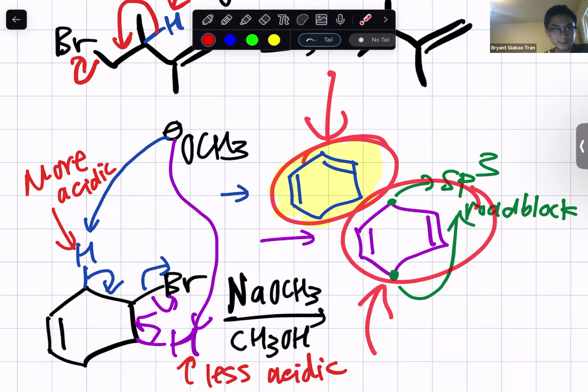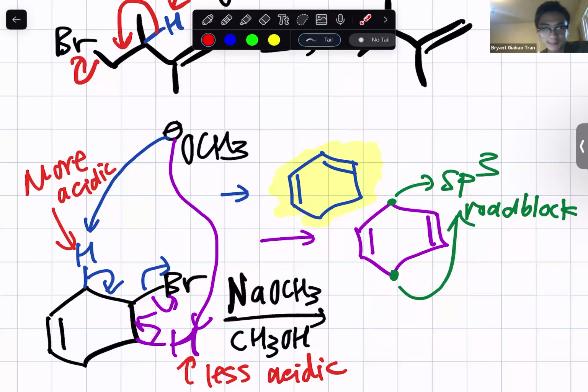Okay, now let's go over the reactions of conjugated dienes, which is going to go into the thermodynamic and kinetic product a lot. But any questions on what we went over so far?